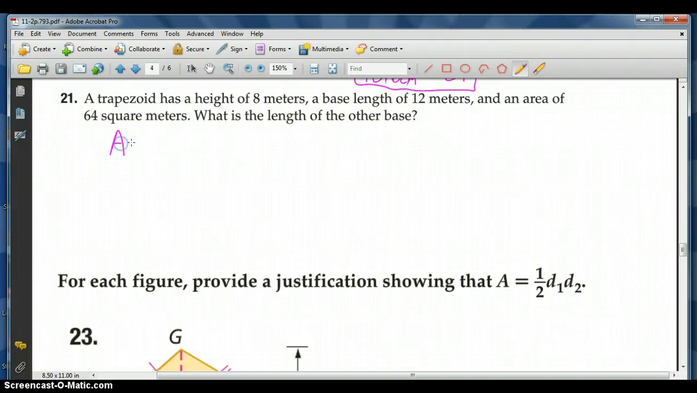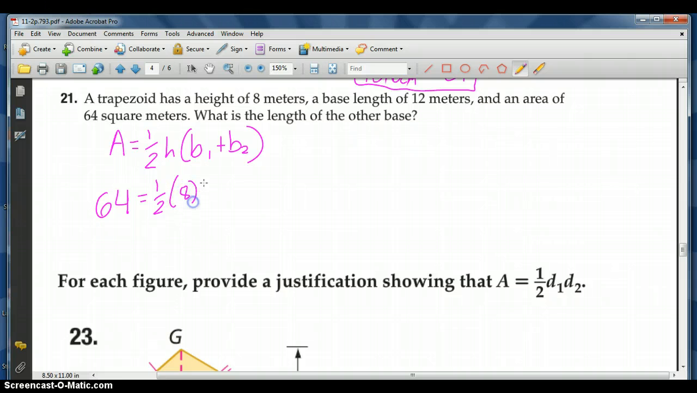So our formula for the area of a trapezoid is 1/2 of the height times the quantity base 1 plus base 2. So we'll substitute in our area, our height, and our base. And we want to solve for the other base. So I'm just going to simplify here.